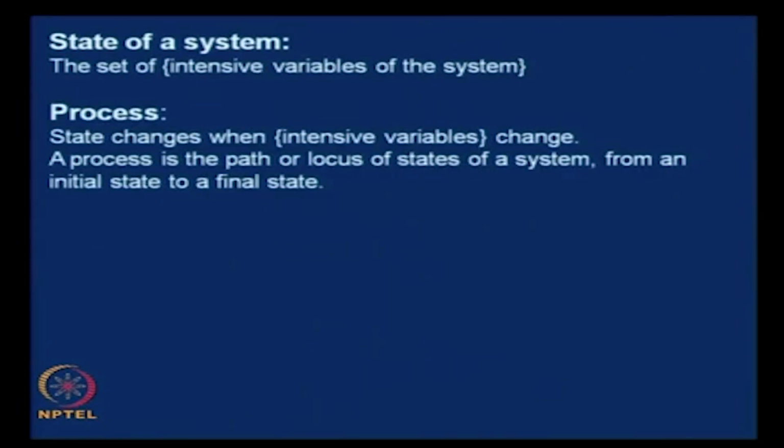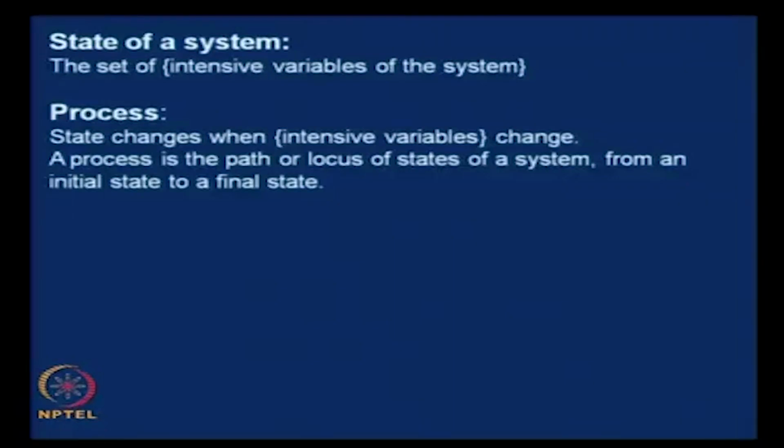Next is process. Process is nothing but the path or the locus of the states of the system. For example, when the state of the system changes, the set of intensive variables will change. As we have seen earlier, state is nothing but the set of intensive variables. The process is nothing but the path or the locus of states of the system, and typically it goes from an initial state to a final state.